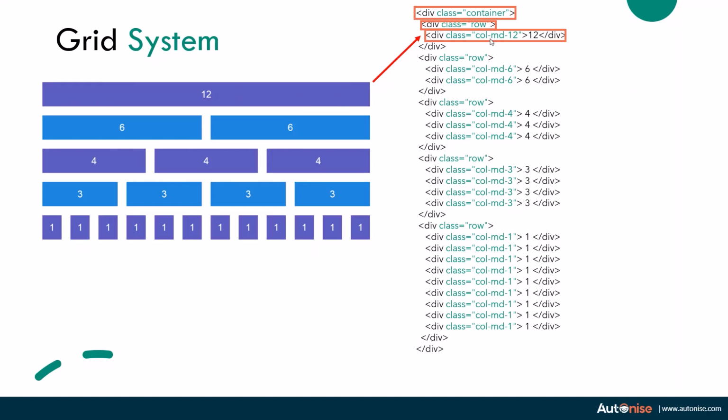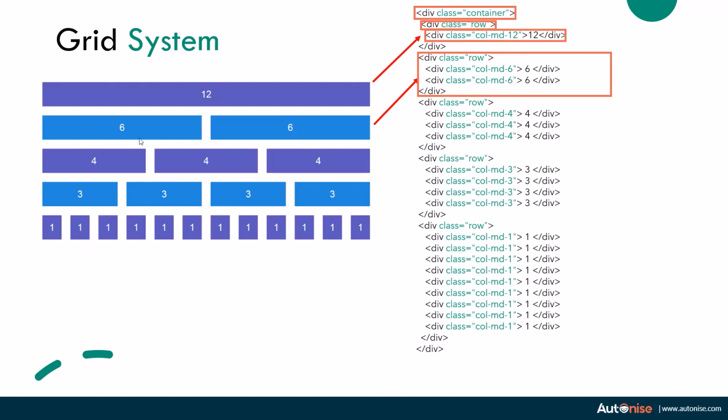Do not concern yourself with what MD means over here. We'll learn about what MD means in the next slide. So now that we can create this row, let's have a look at how the second row is created. So we again have div class equal to row, but over here, instead of using col-md-12, which would have taken the entire width of the screen, we use col-md-6.